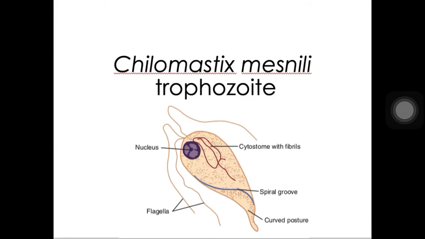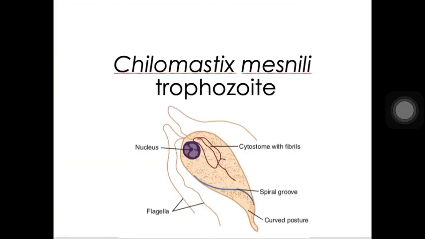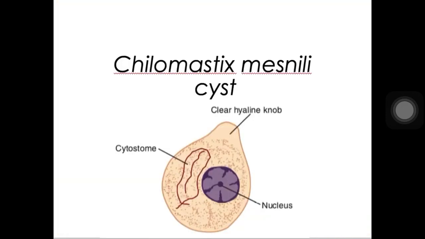Okay? So again, as you can see here, sa actual image natin, we have here 3 flagella. One yung shorter nga po within the cytostome dito na malapit sa nucleus niya. Then meron siyang presence dito ng spiral groove din. So again, we have here your Chylomastix mesnili trophocyte. Next, number 17. Nakuha po ba? Tingnan po maigi. Sagutan na natin. This one is your Chylomastix mesnili cyst.